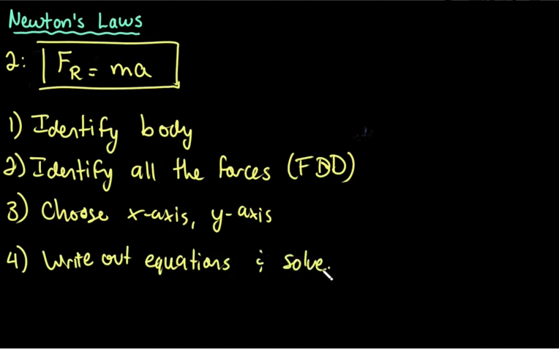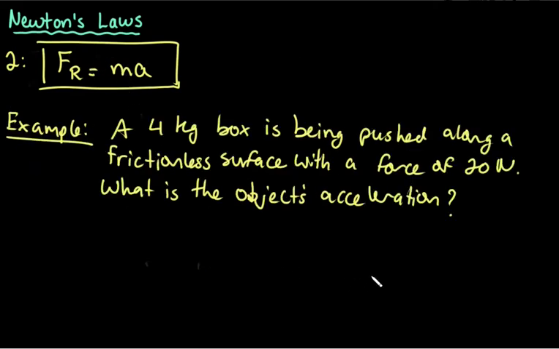So let's take a look at an example of how we can solve a problem involving Newton's second law. In this example, we have a 4-kilogram box that is being pushed along a frictionless surface. That means that there is no friction. So let's assume that this is ice. Ice is pretty low friction. It's being pushed with a force of 20 newtons. We want to know what is the object's acceleration.